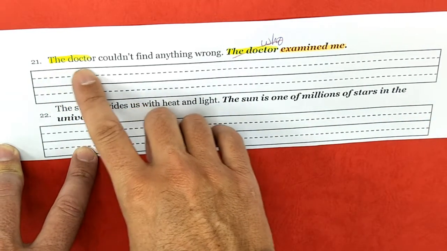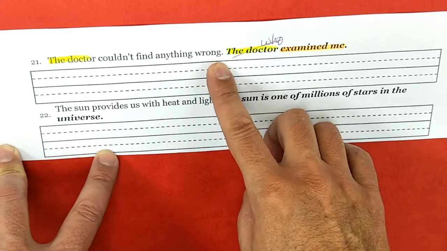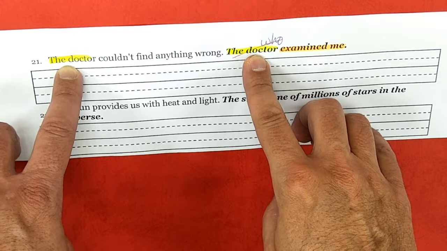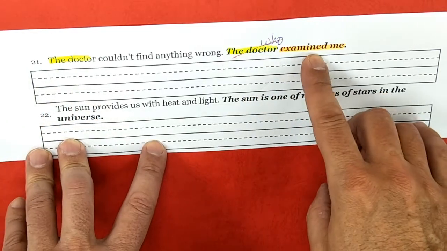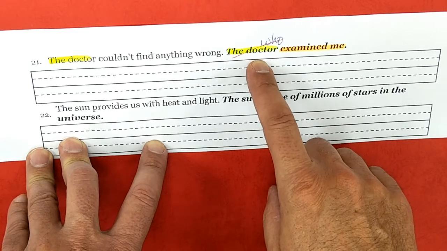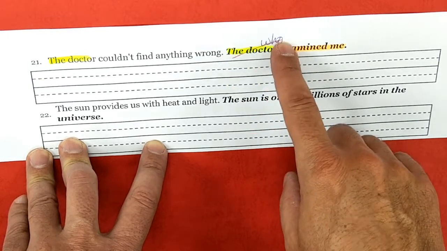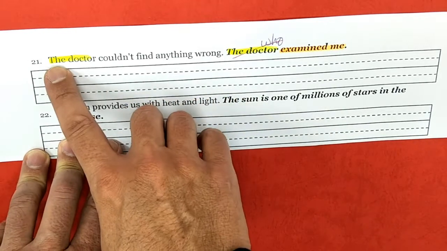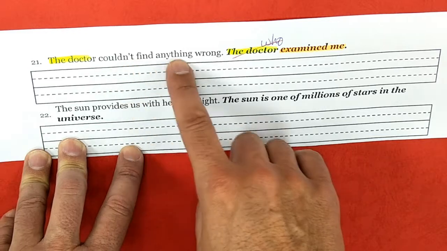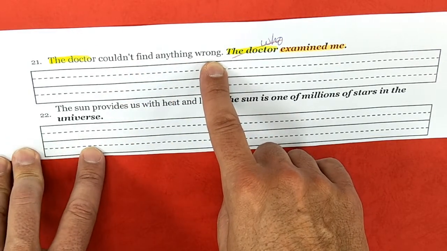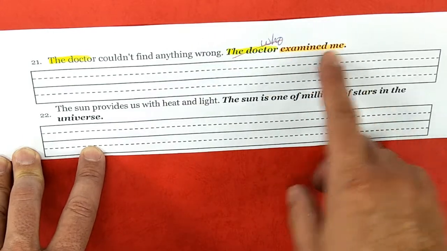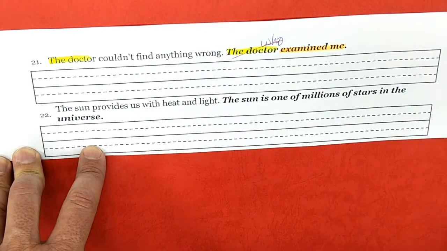Okay, 21. The doctor couldn't find anything wrong. The doctor examined me. The doctor, those are the nouns. Examined me is going to describe this doctor. This doctor is a subject, so this one's out. I'm going to write down who. The doctor who examined me couldn't find anything wrong. Again, the doctor who examined me couldn't find anything wrong.